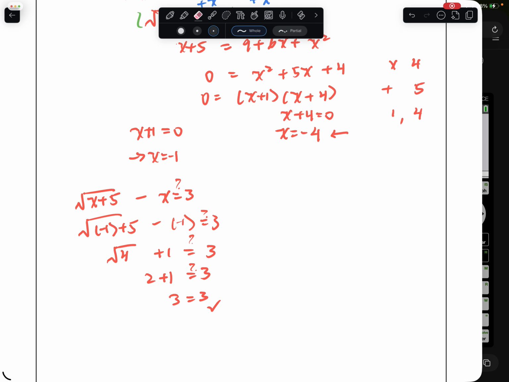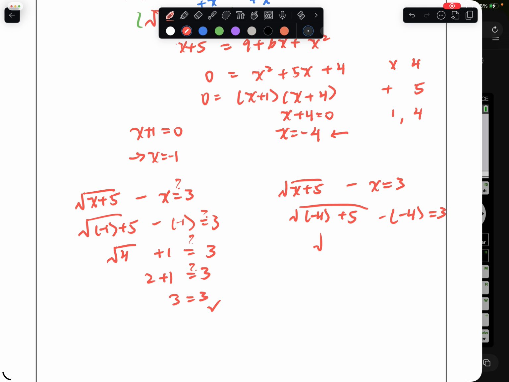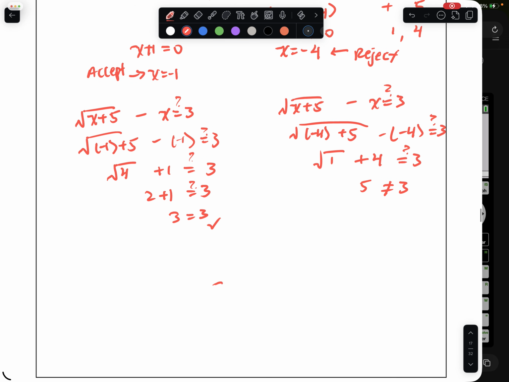Now for negative 4, I'm going to have the original equation down, and then I'm going to plug in negative 4 here. Minus negative 4 is equal to 3. And then this is 1 plus 4 is equal to 3. And this shows that 5 is not equal to 3. So this is in fact not true, so we're going to reject this, but we're going to accept this. So our solution is just x equals negative 1.